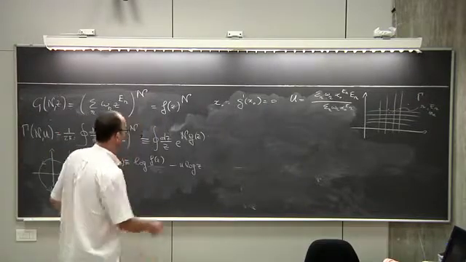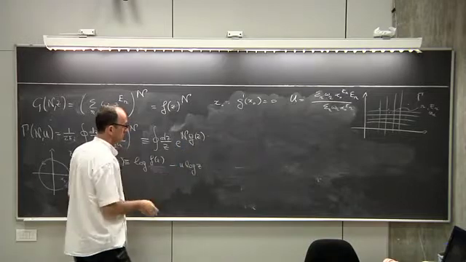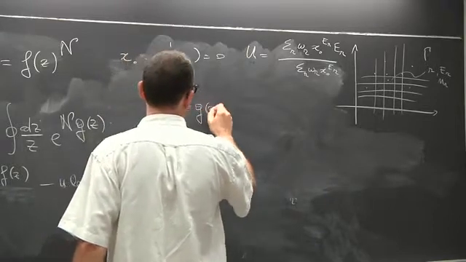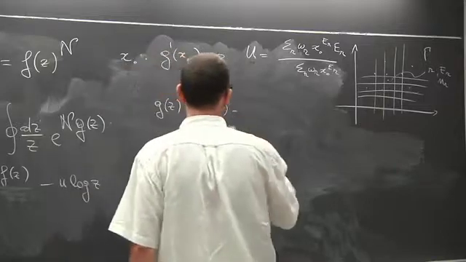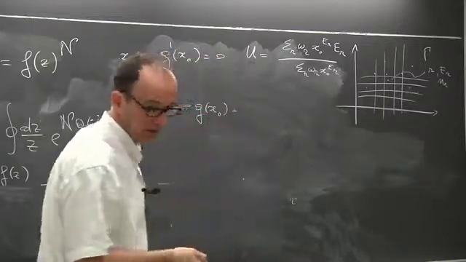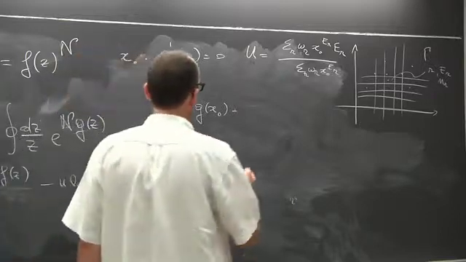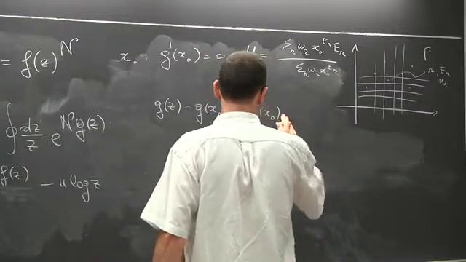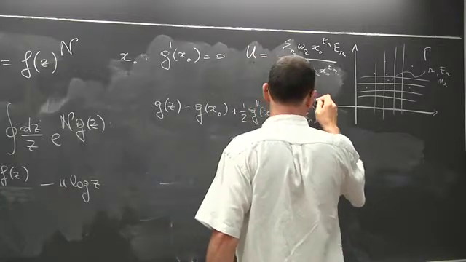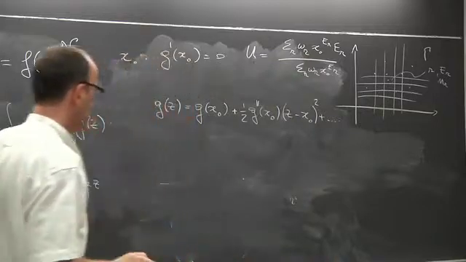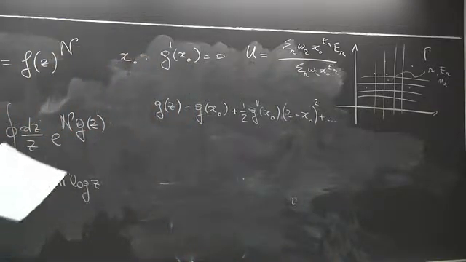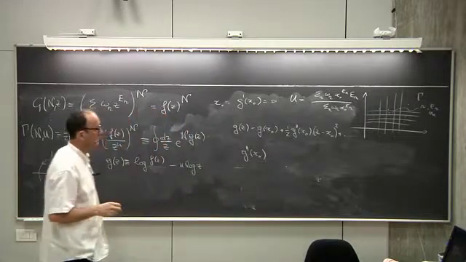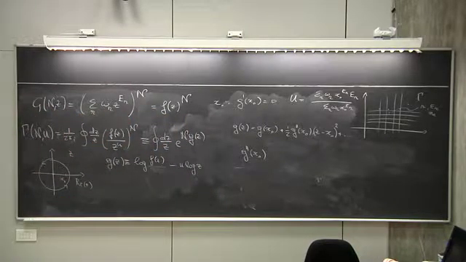Then, since this is a minimum, I will expand g of z around x naught. So there will be g of x naught, plus the first derivative of g in x naught, which will be equal to 0, and I have only the second derivative in x naught times z minus x naught squared, plus higher order terms. Now the key point is that the second derivative of this function g is positive.